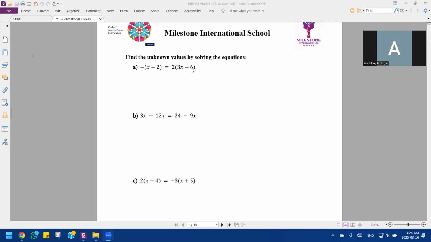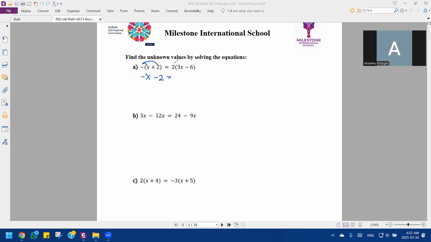First of all, we have brackets. So the first step we should do is expanding the bracket. In the first bracket, we don't have a value before the bracket, but we have a minus. So that minus will be multiplied by the bracket. So it will only change the sign of each value. So x, which is positive, will be minus x, and then minus 2.